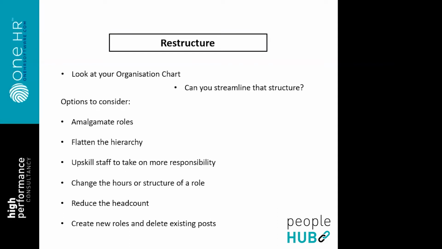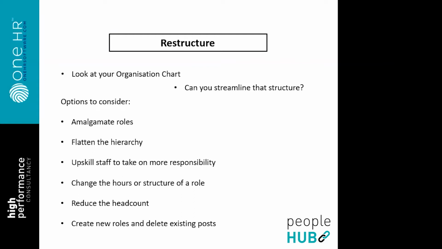And some of the options that you have to consider are amalgamating roles. So like I say, merging those together, seeing one person do the same role potentially. Flatten the hierarchy. It may be that you have too many managers in place and actually there's not much of a need. If you've got people who are able to work autonomously, maybe you can reduce the headcount when it comes to the managers.